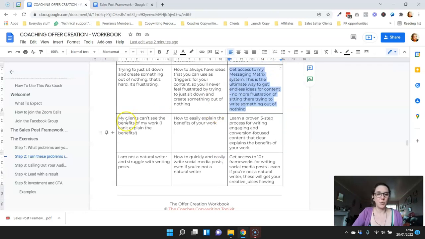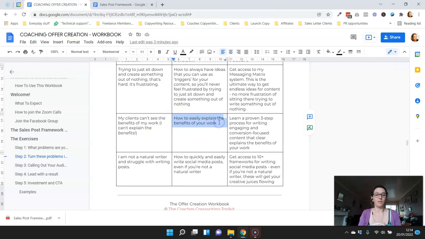So let's look at another example. So this person said, in her words, my clients can't see the benefits of my work. I can't explain the benefits. And I know this is a big problem for people in my audience. And so I've got a solution of how to easily explain the benefits of your work. Okay, I've got that solution.